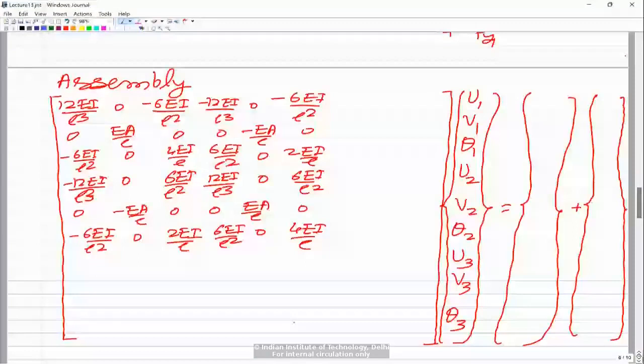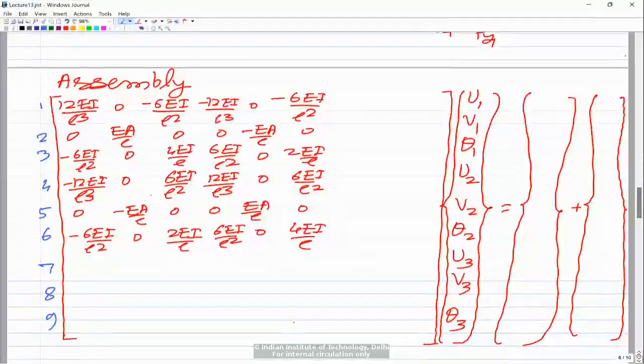So for the additions, we will have the first element. This is the first row, second row, third row, fourth row, fifth, sixth, and then seventh, eighth, and ninth rows. And this is the first column, second column, third column, fourth column, fifth column, sixth column, seventh, eighth, and ninth. So the second element stiffness matrix will start from the fourth row and fourth column.